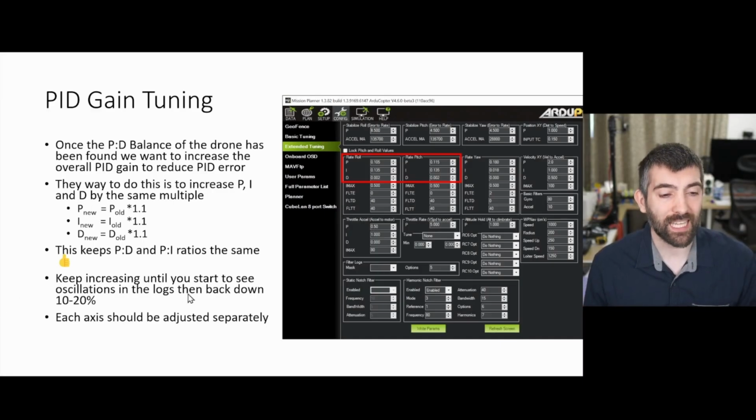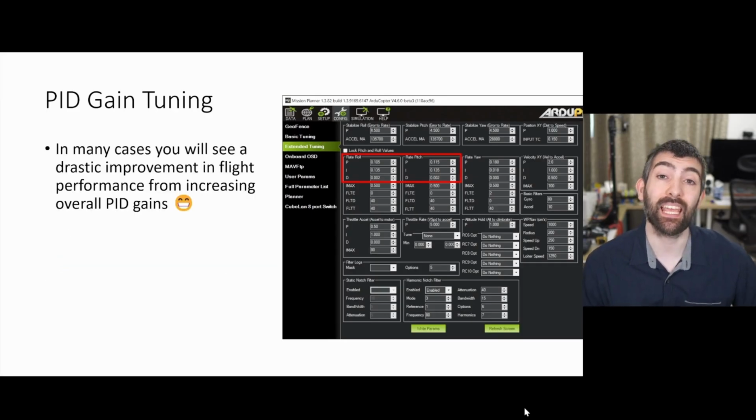Once you start to hear or start to see oscillations in the logs, back the P, I, and D gains down by 10 or 20%. What you're looking to find is the maximum value for the P, I, and D gains where you don't see any hint of oscillation at all, and that's the ideal value. You're going to need to adjust the roll and pitch axes separately, because unless your quad is perfectly symmetric, you will have a different maximum P, I, and D gain for the pitch and roll axes.